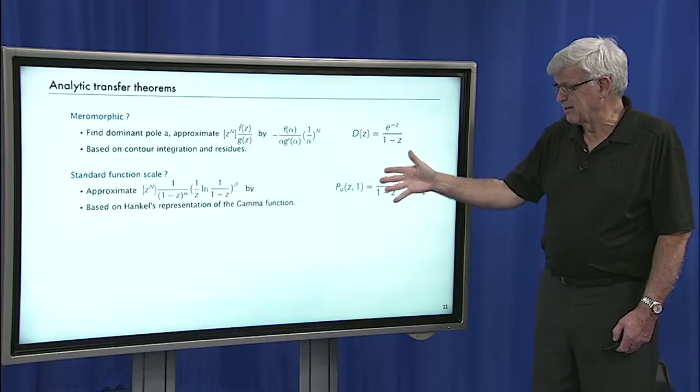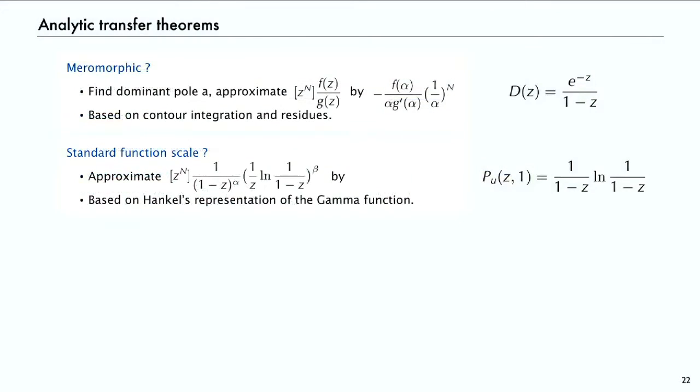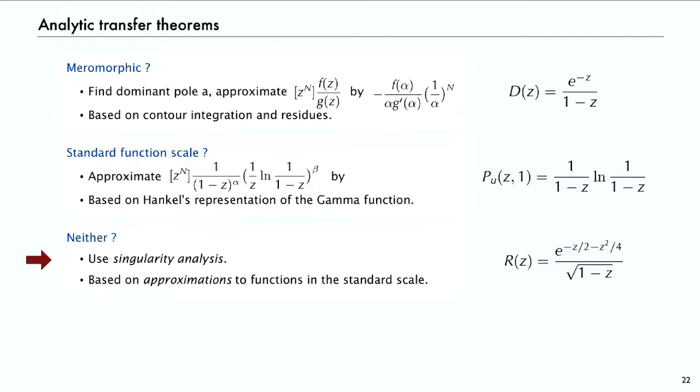Standard function scale: lots of functions fall in that range. Then we can just immediately use the transfer theorem that I just gave for the standard function scale, and that's based on the gamma function. But if it's not either one of those, that's when we're going to talk about singularity analysis.